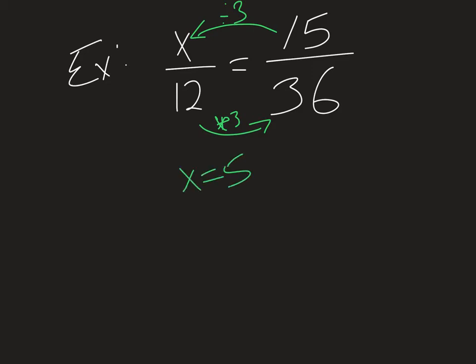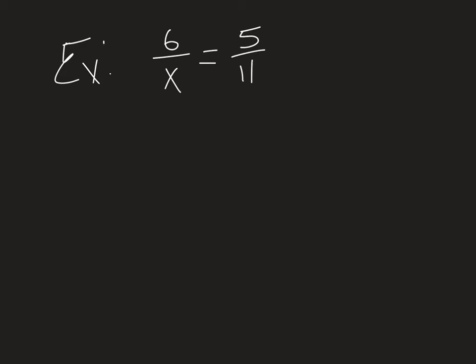Now, this method is what they call scale factor. The idea is you're figuring out what's the number that you have to multiply or divide by to get from one number to the other. And this will work pretty well, especially in a case like this where the numbers are pretty simple. However, sometimes it can get a little more difficult. So let's take a look at an example where it is a little difficult.